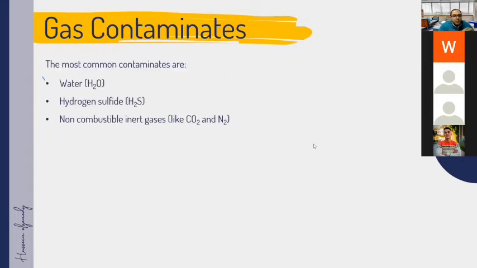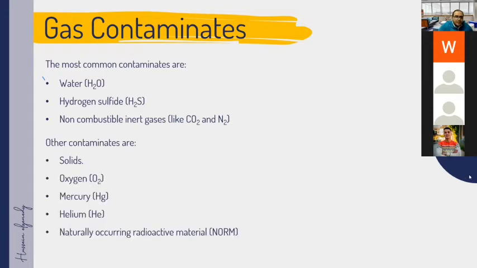Okay, what are the contaminants of the natural gas? The main contaminants are the water, hydrogen sulfide, and non-combustible inert gases, such as CO2 and nitrogen. We will talk about each one in brief here. There are other contaminants that may or may not exist, such as solids, oxygen, mercury, helium, and NORM, which is naturally occurring radioactive materials.